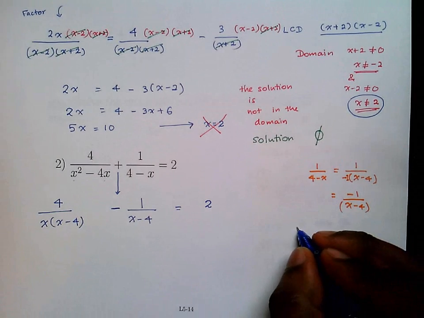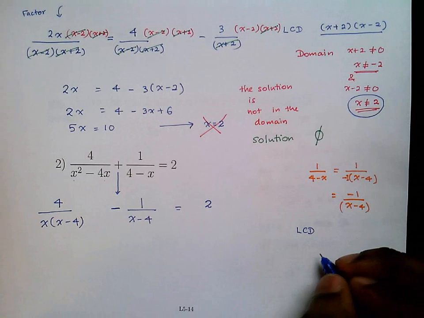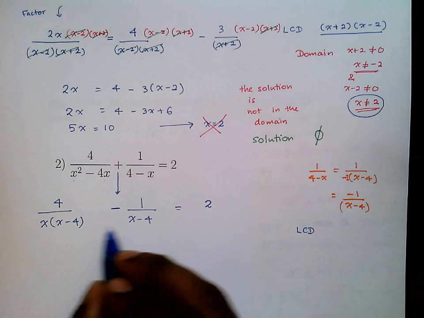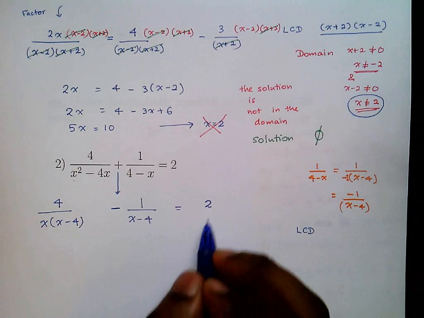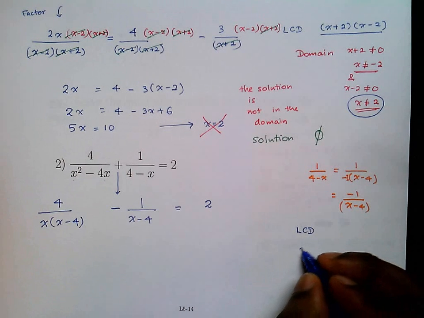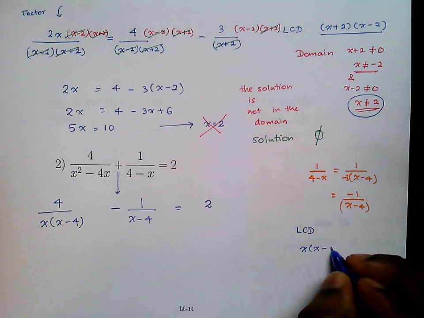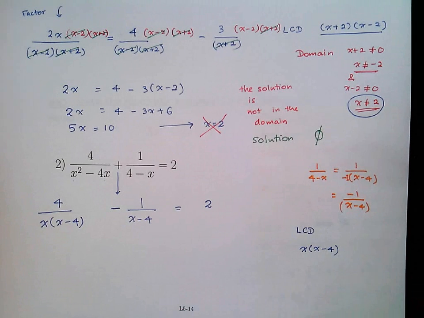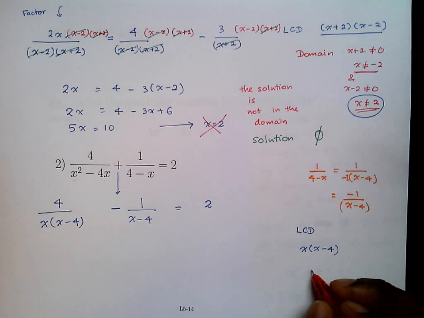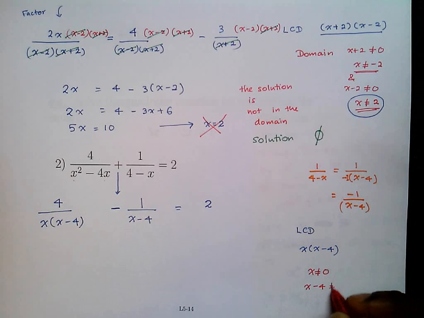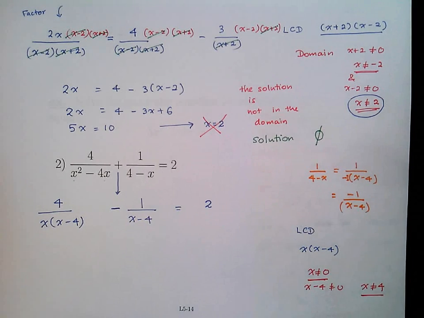So now let's find the LCD and the domain. Now all the factors you see in the denominators: x minus 4, and this x. So that's x times x minus 4 is the least common denominator, which means each of these factors cannot be 0, so x is not 0 and x minus 4 is not 0, which means x is not 4.